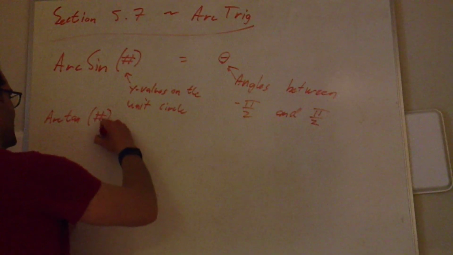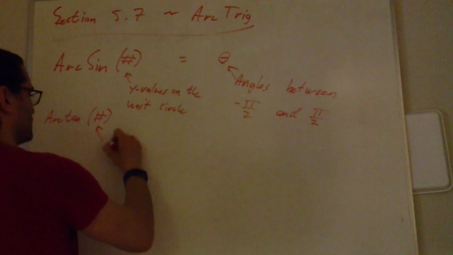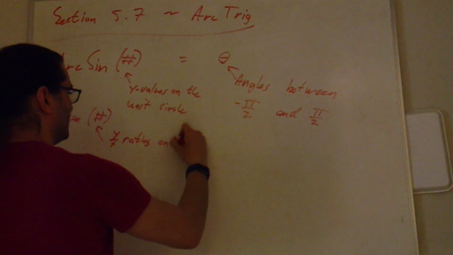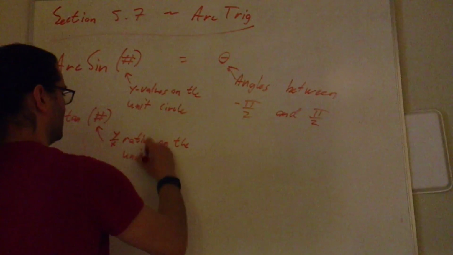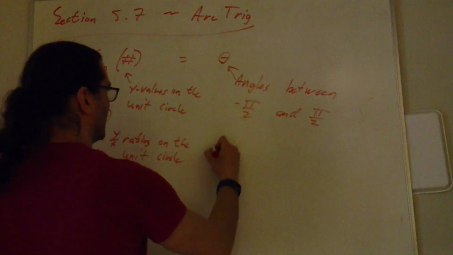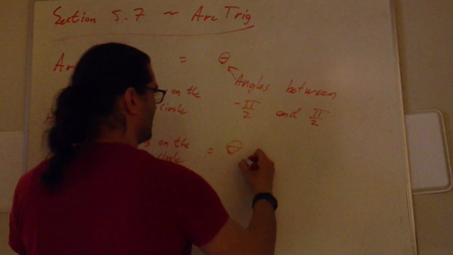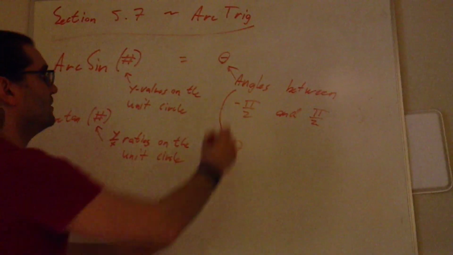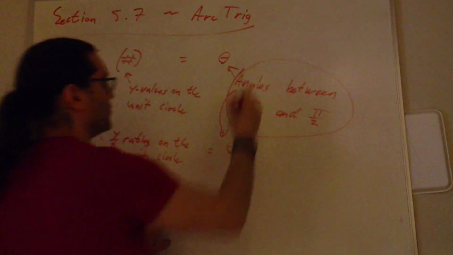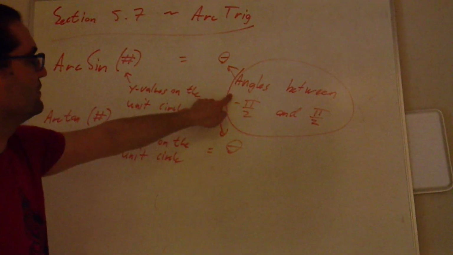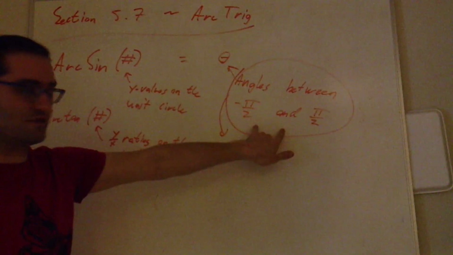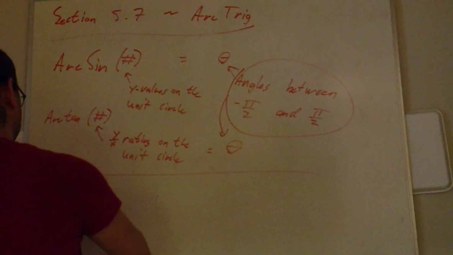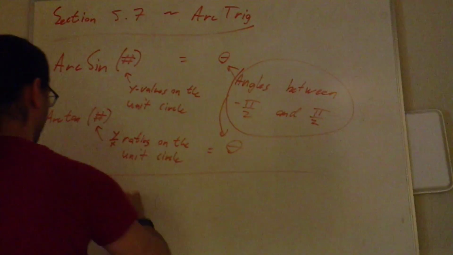This arctan takes in y over x ratios on the unit circle and returns angles in the same range as arcsine. Both the arcsine and the arctangent use angles in this range. Arccosine is the weird one, or maybe it's the normal one and these two are weird.